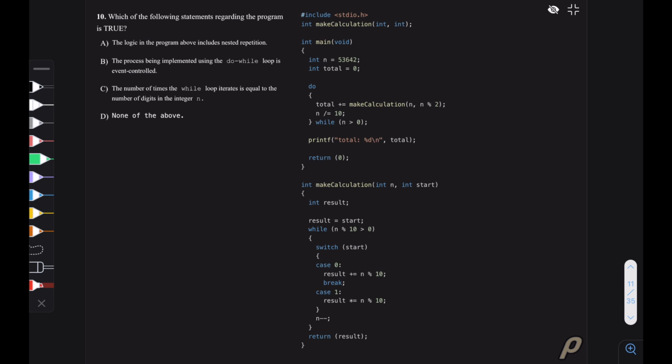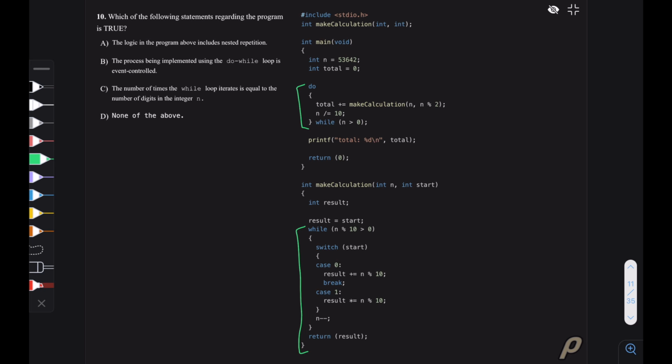Okay, question number 10. Which of the following statements regarding the program is true? So the first one, we'll just go through each one. A states the logic in the program above includes nested repetition. Well, let's see here. So we have our first block of repetition right here, and then there's also some repetition down here. So this is a question I see come up a lot on exams. So make sure you kind of understand why this is the case.